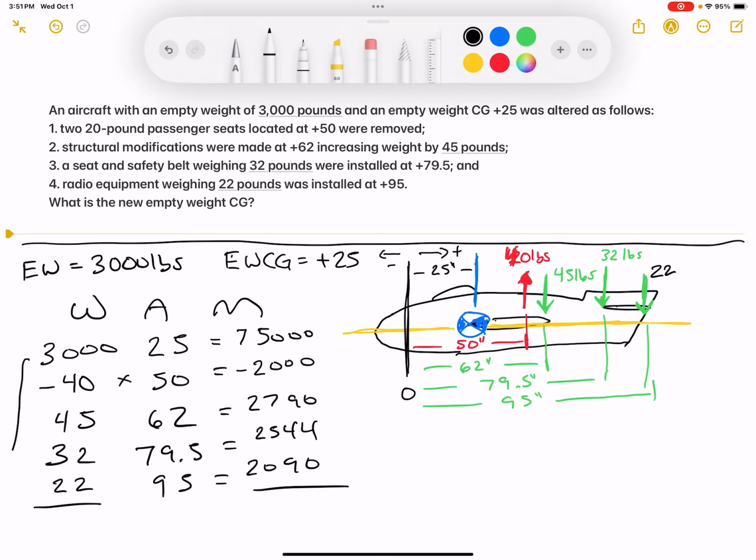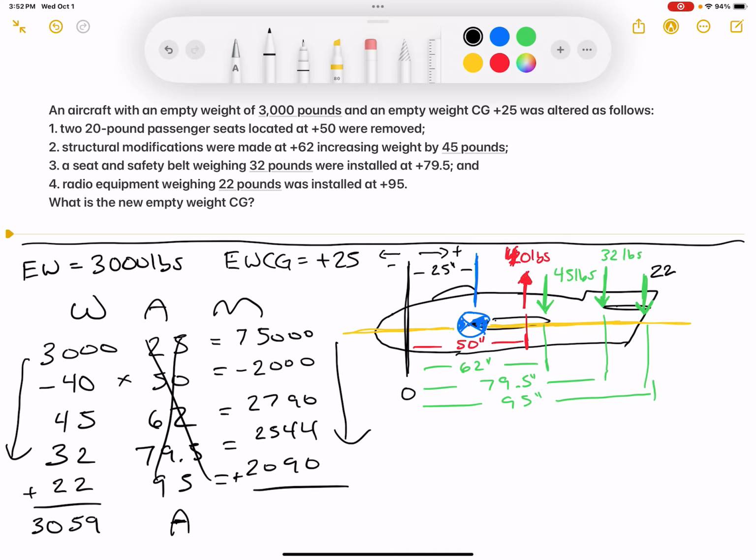Okay, so what we're going to do is add up all of our weights, add up all of our moments, and what we're trying to find is our new center of gravity, this arm, so we don't use the arm portion of it for this calculation. So again, here's where you're going to make your mistake. 3,000 minus 40 plus 45 plus 32 plus 22. Don't forget the subtraction sign. So I'd come out to a total new weight. So this aircraft weighs more than it did originally. So the empty weight of this aircraft is now 3,059 pounds.